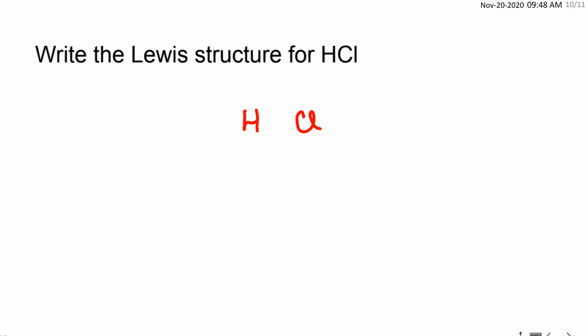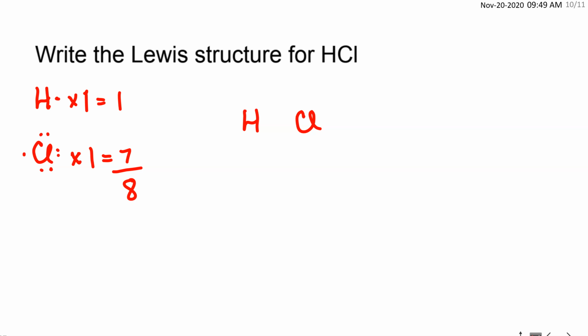I count my valence electrons. Hydrogen has 1 valence electron, and there's only 1 hydrogen in the formula, so that's 1. Chlorine, because it's a halogen, has 7 valence electrons. I know this because it's in column 17, or the p5 column. There's only 1 of those. So altogether, I should have 8 valence electrons on my final structure.